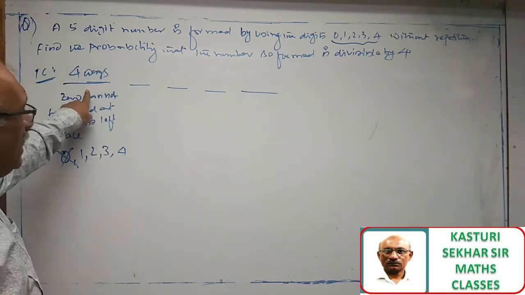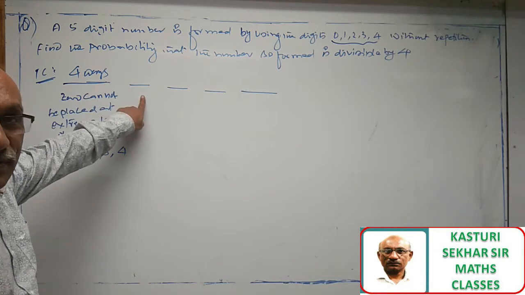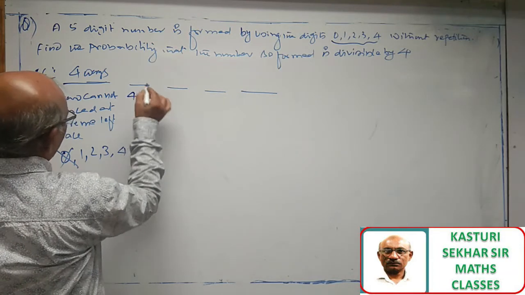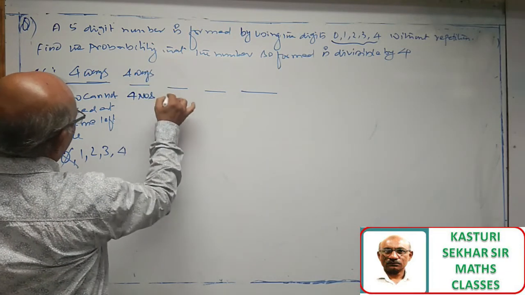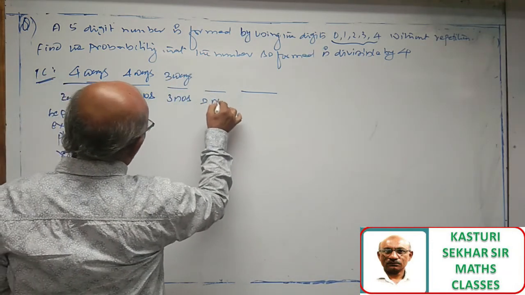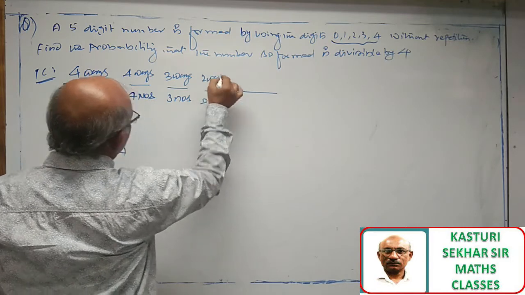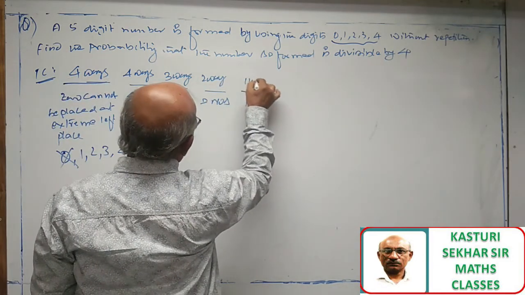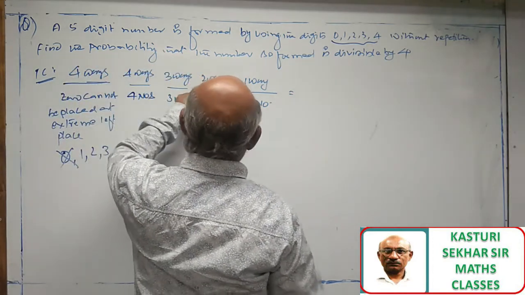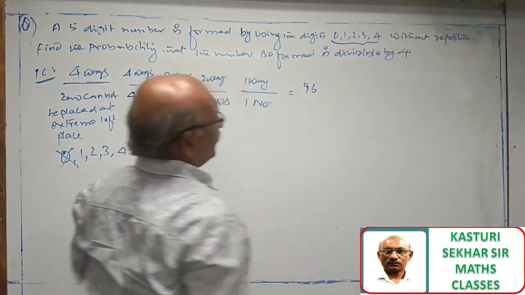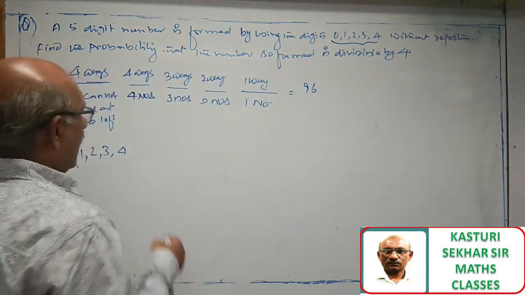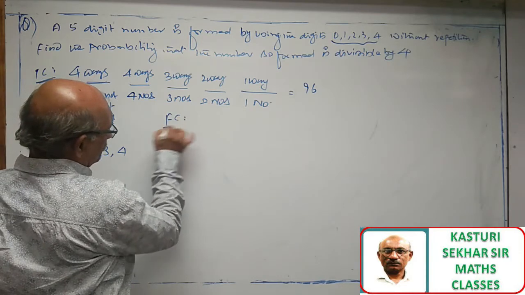Leaving 1 number here, I can take 3 numbers to the next place and I can put 0 here. So 4 numbers are available for this, 4 ways. 3 numbers are available here, 3 ways. 2 numbers are available here, 2 ways. 1 number is available here, 1 way. So 4 4s are 16, 16 into 6, 96. Total number of ways is 96. I have to go for favorable cases.